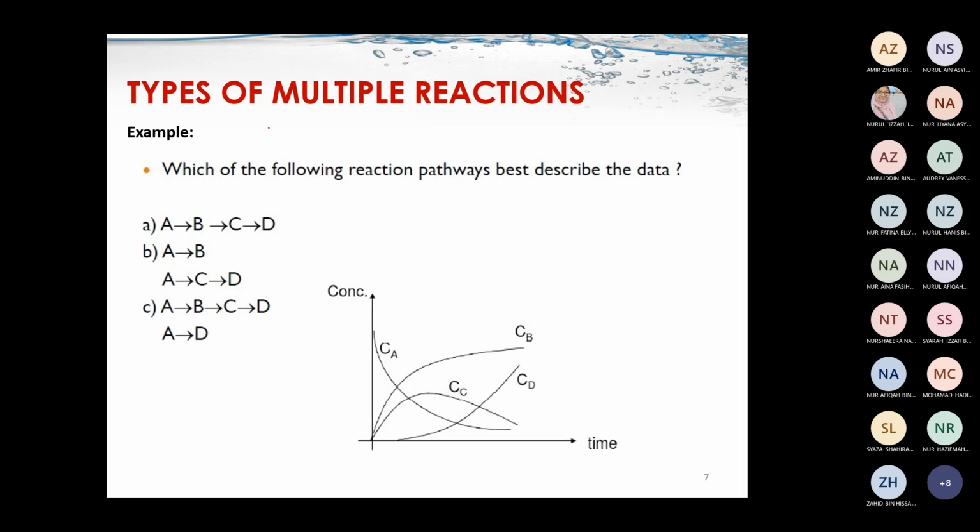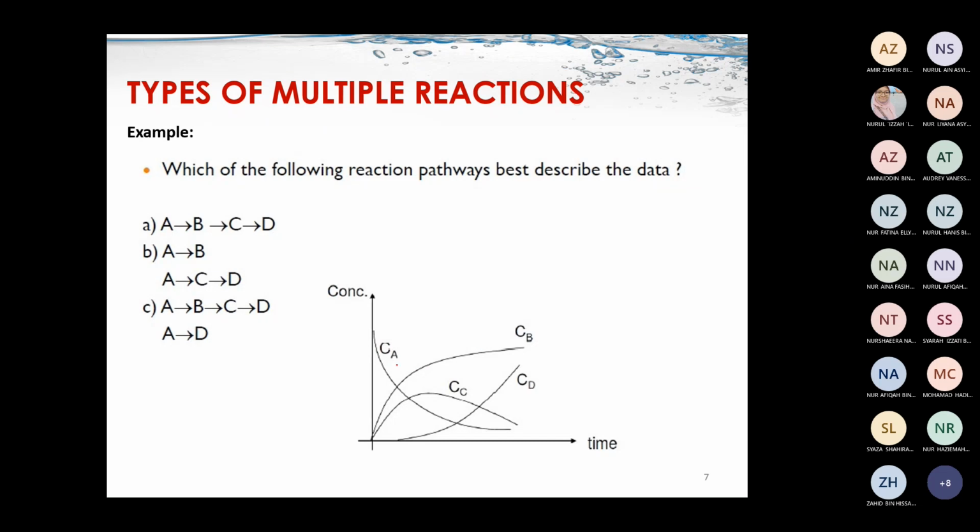So, types of multiple reactions: which of the following reaction pathways best describes the data? If you can see, we have concentration here and time here. You need to look at them one by one. Which one is suitable, A, B, or C? For example, you know that when A declines here, the B will be produced.